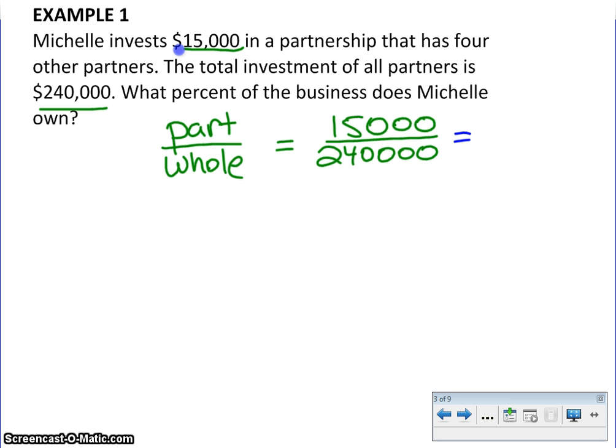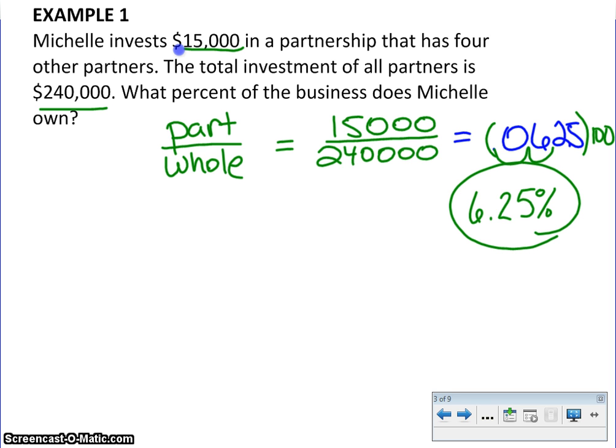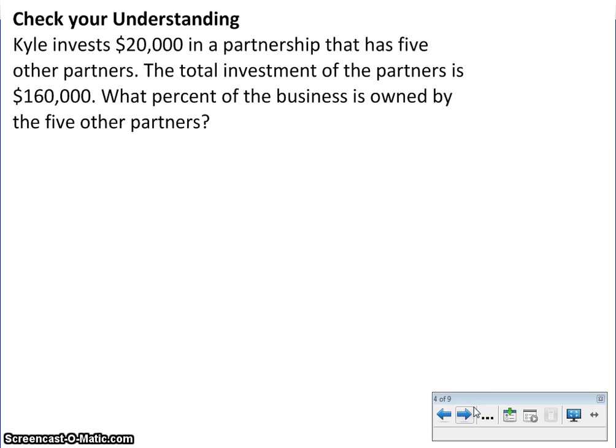So when I put 15,000 into my calculator and then divide by 240,000, I end up with 0.0625. Now, in order to convert that decimal to a percentage, I'm going to multiply it by 100, or simply move the decimal over twice, and I end up with 6.25% is what Michelle owns in this business. Please press pause. Go ahead and solve this. Check your understanding. When you're ready, come back and we'll solve it together.